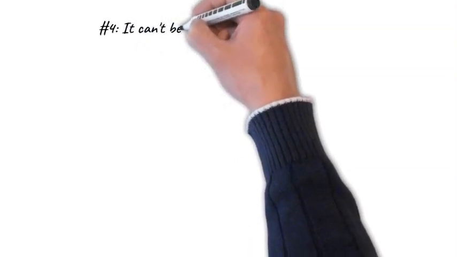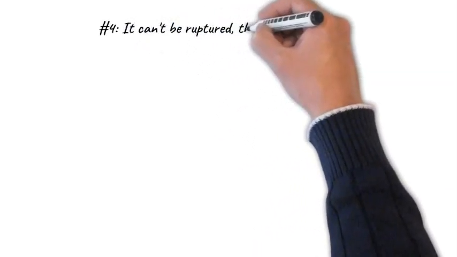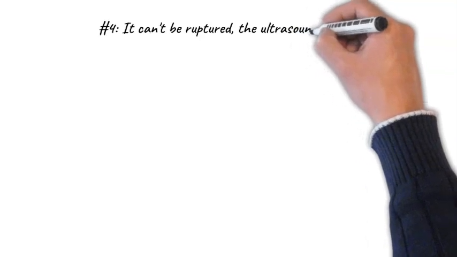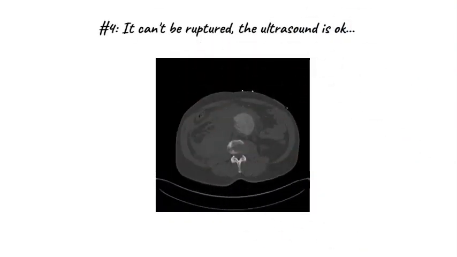When it comes to imaging, remember that an ultrasound scan will only tell you whether an aneurysm is absent or present. If you need to rule out a contained leak or rupture, you are going to need a contrast-enhanced CT scan. An ultrasound cannot rule out a ruptured aneurysm.